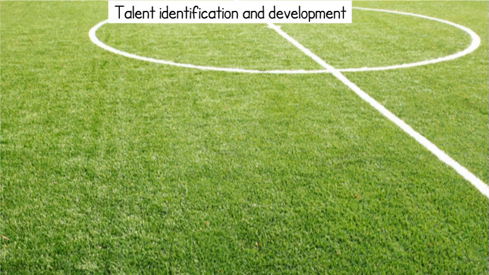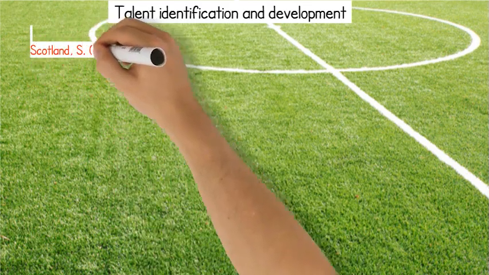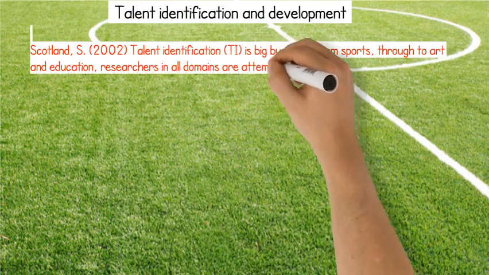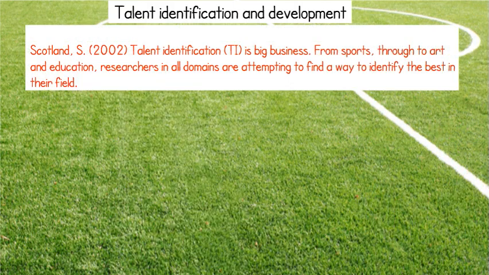Talent identification and development. Sports Scotland states that talent identification, also known as TI, is a big business. From sports through to art to education, researchers in all domains are attempting to find a way to identify the best in their field. An example of this is a football team trying to find the next best player. If achieving finding this player at no cost, this could make the club millions within the future.